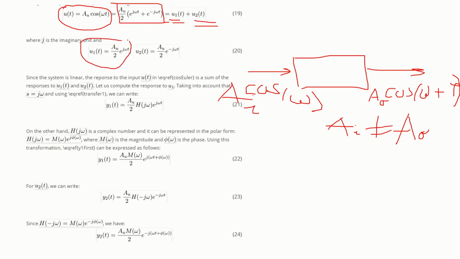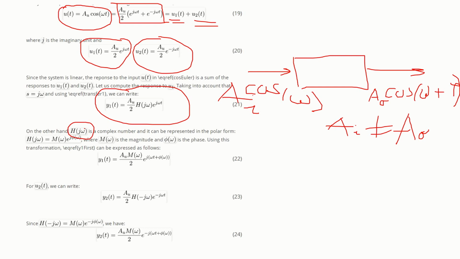Now, u1 has the following form and u2 has a similar form, only with a negative exponential. Since the system is linear, the response to u will be the sum of responses to u1 and u2. Here is the response of the system to u1 when we apply the previous formula for the transfer function and convolution.